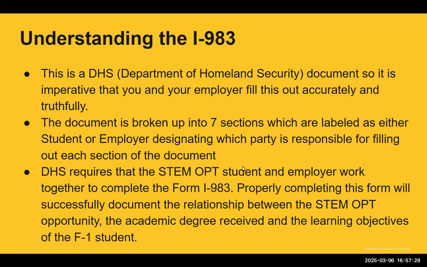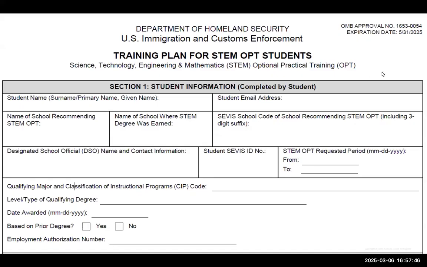DHS requires that the STEM OPT student and their employer work together to fill out this document. Properly completing this form together will successfully document the relationship between the STEM OPT opportunity, the academic degree received, and the learning objectives of the F1 student. If you go to the Department of Homeland Security website and download a blank copy of the I-983, this is what it should look like if you find the correct document. This is what page 1 of the document shows. Throughout this presentation, I'll be showing you an example of a correctly filled out I-983, using my own information, as well as highlighting the common areas where students make mistakes.